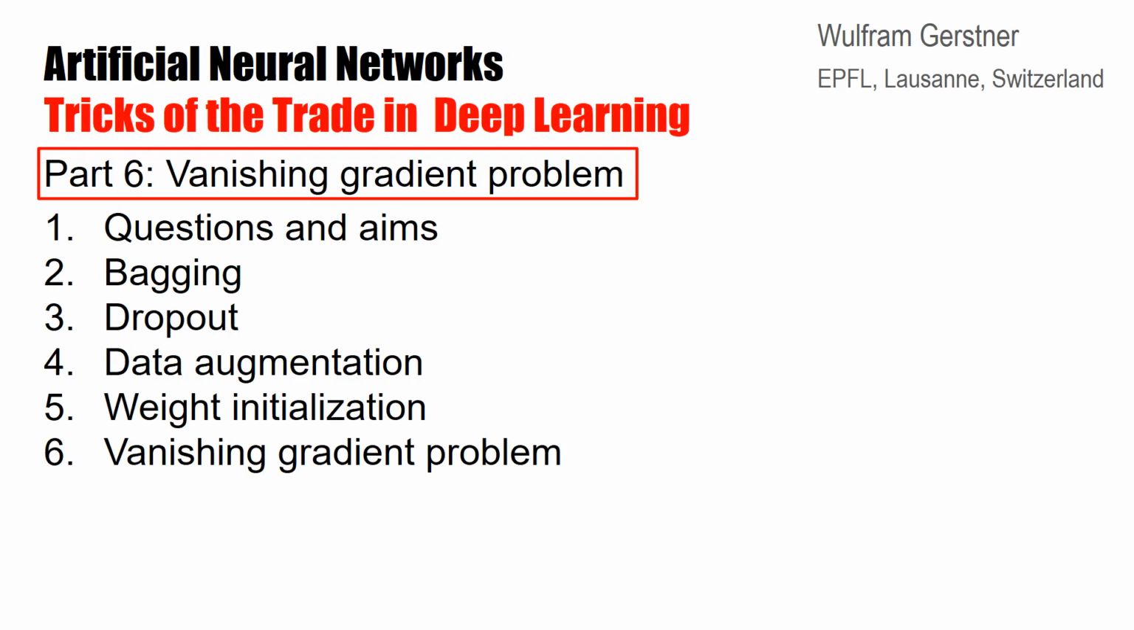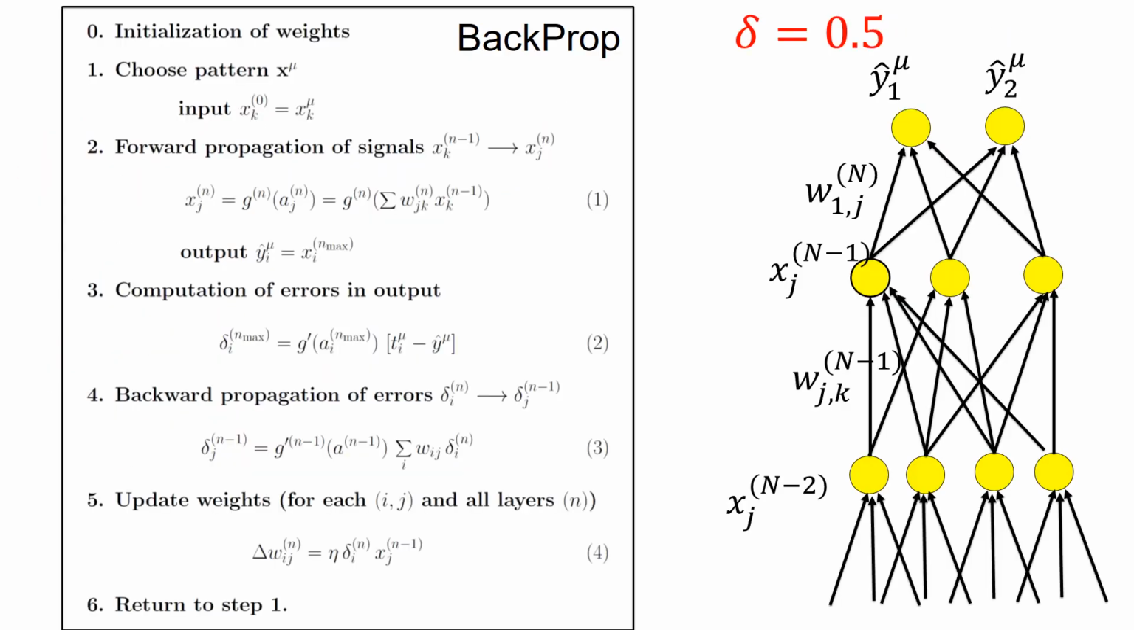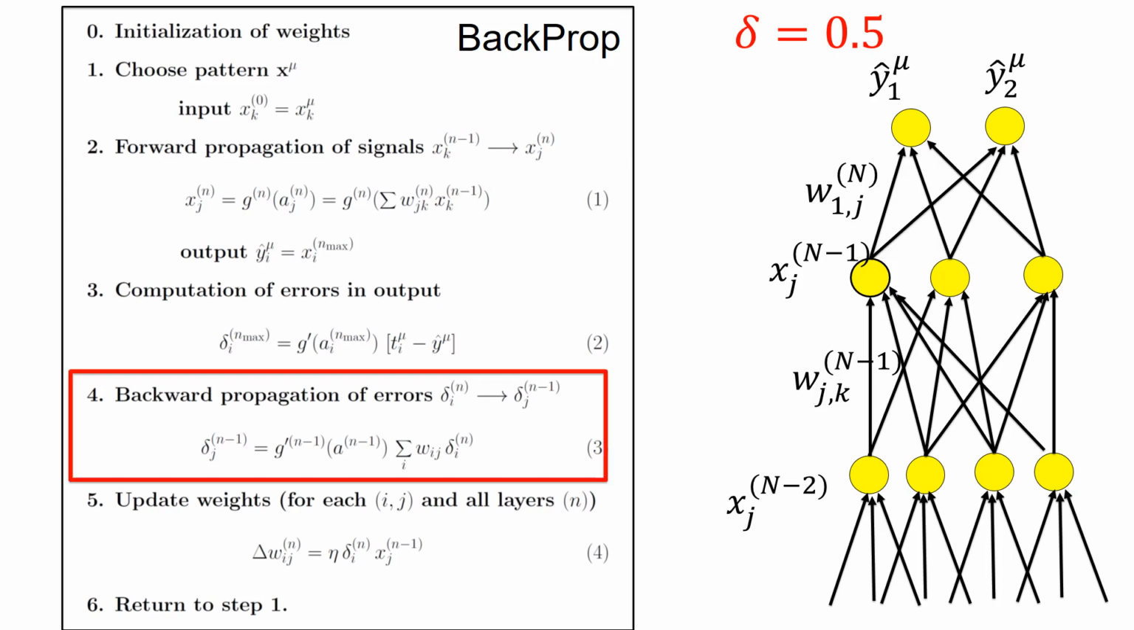Welcome to the lecture series on deep learning in neural networks. This video covers the vanishing gradient problem. In the previous part, we have studied the forward path of backpropagation. Let us now look at the backward path. This is the path of backpropagation of errors.